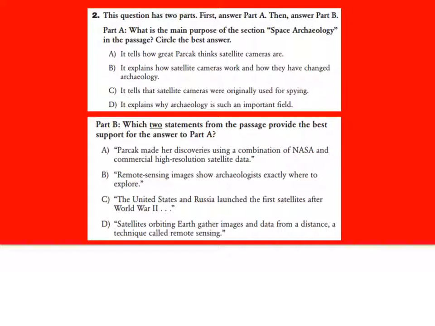C. It tells that satellite cameras were originally used for spying. D. It explains why archaeology is such an important field. Part B. Which two statements from the passage provide the best support for the answer to Part A? A. Parsac made her discoveries using a combination of NASA and commercial high-resolution satellite data. B. Remote sensing images show archaeologists exactly where to explore. C. The United States and Russia launched the first satellites after World War II. D. Satellites orbiting Earth gather images and data from a distance, a technique called remote sensing.